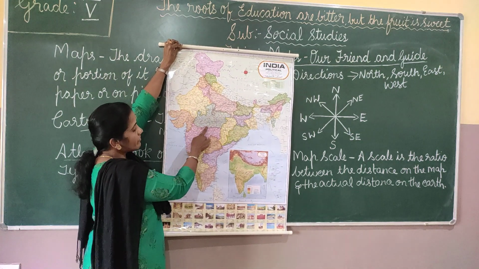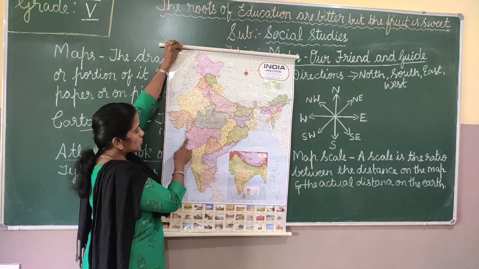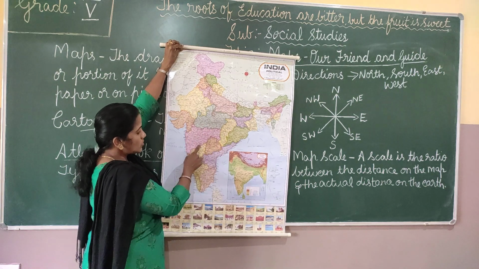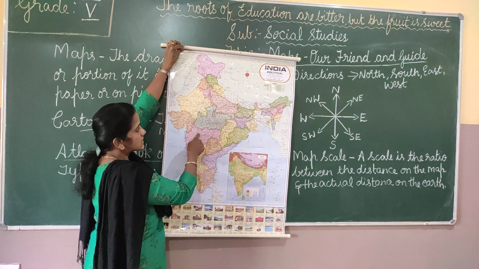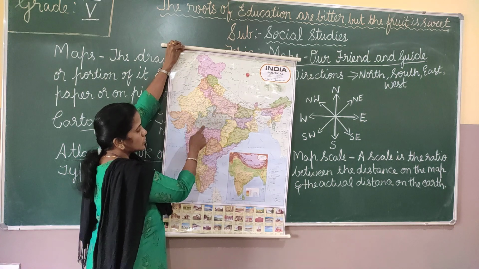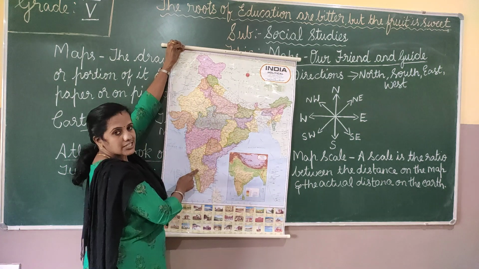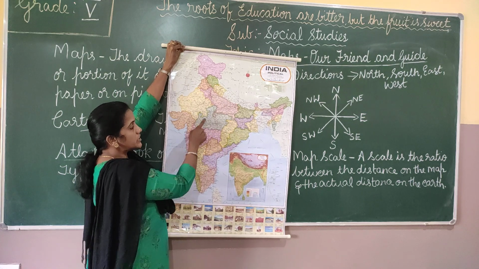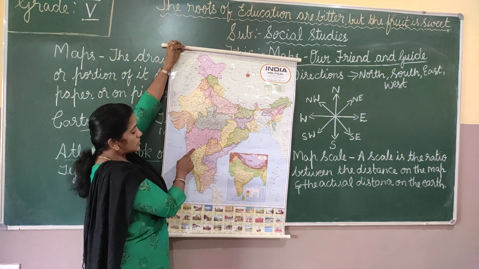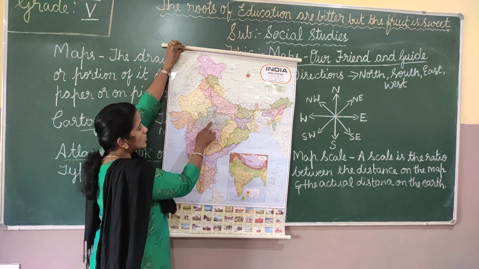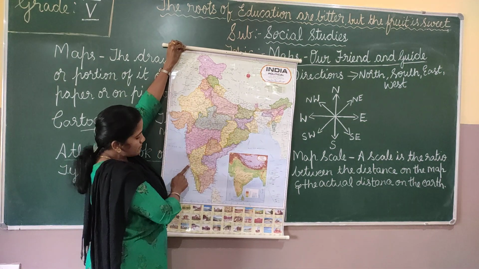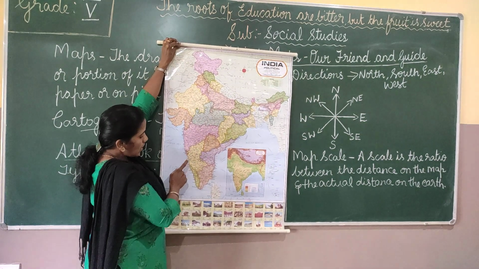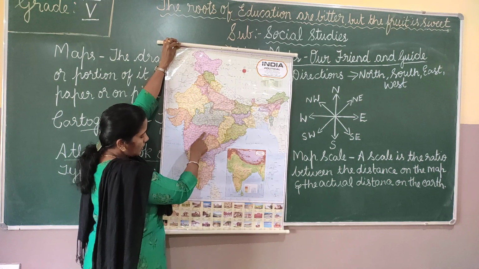Here we can find the boundaries. This shows the boundaries between two states. Can you find them now? We can find the different states here. So this shows the boundaries between two states, and we can also find the important cities on this map. Okay, children.